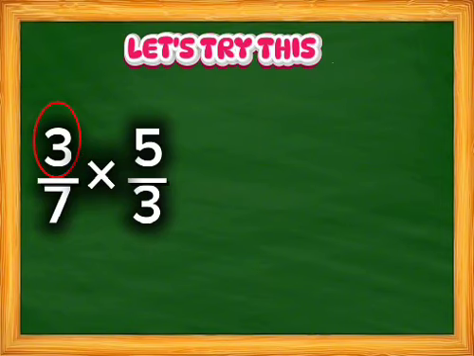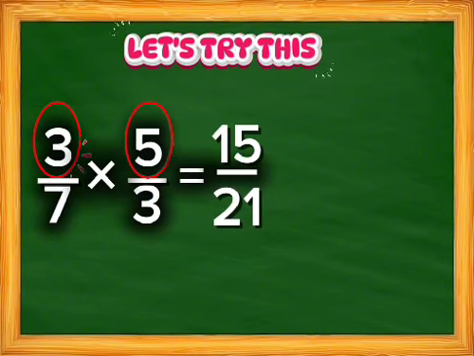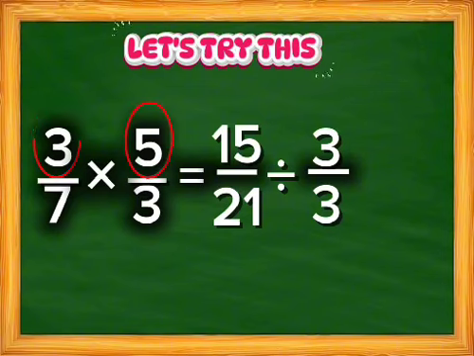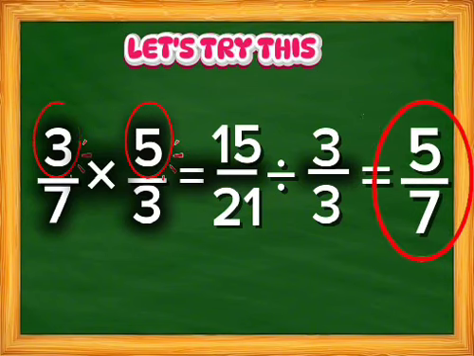3 times 5 is 15. 7 times 3 is 21. Is this our final answer? No, not yet. We can divide 15 and 21 by their greatest common factor, which is 3. 15 divided by 3 is 5. 21 divided by 3 is 7. Now, this is our final answer.